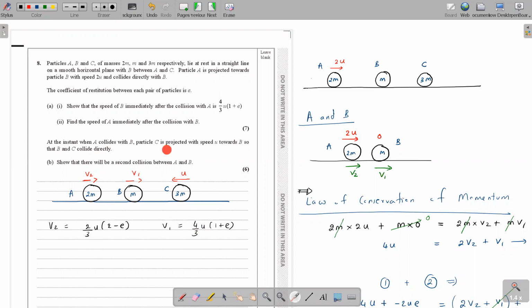So after the impact, they say particle C is projected with speed u towards B, so that B and C collide directly. You have to show that there will be a second collision between A and B. So B goes and collides with C. After these two collide, you have to show that A will actually come and collide with B. Okay, so how does that work out? How can A collide with B? There are two ways.